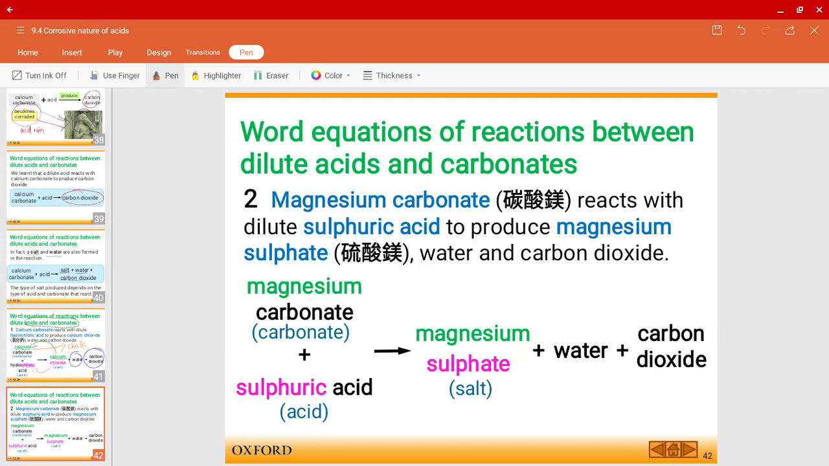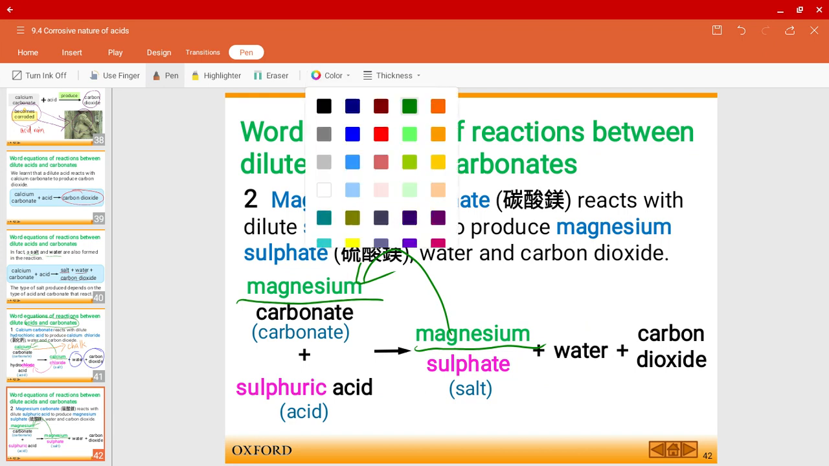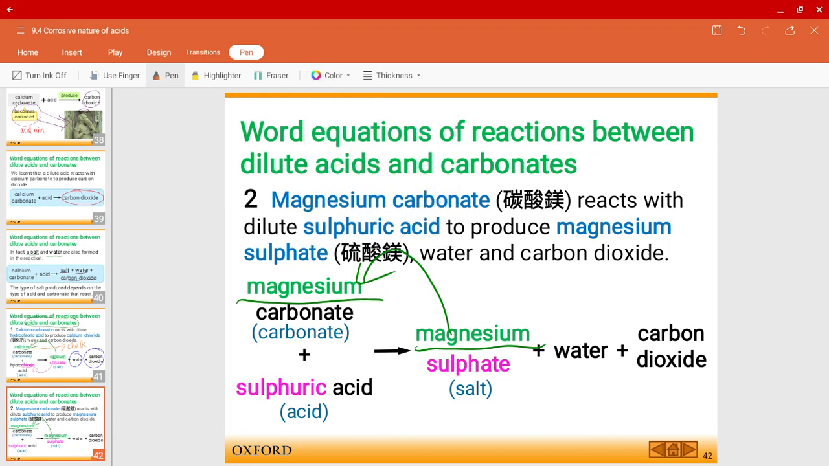So for this, let's have a look at this. Magnesium carbonate, when you add it to sulfuric acid, you get magnesium sulfate plus water plus carbon dioxide. Let's see how we could name the salt. The magnesium comes from the magnesium of the carbonate. And the sulfate comes from the sulfuric acid. All right, that is how you name the salt. And again, don't forget water plus carbon dioxide.